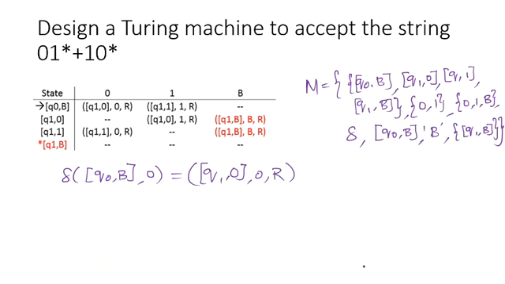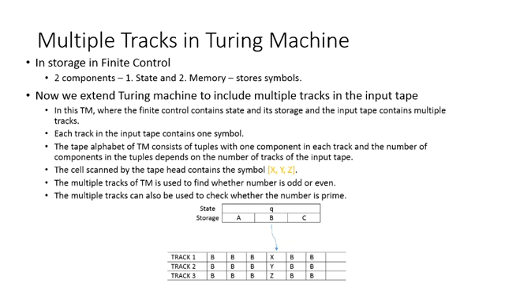Next, the programming technique is we are going to use multiple tracks. So what are multiple tracks in the Turing machine? In a finite control automaton, you will be using two components, that is state and memory, and memory is used to store the symbols. Now we are going to extend the Turing machine to include multiple tracks in the input tape.